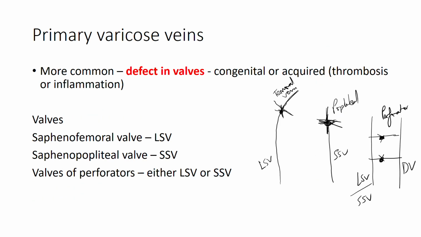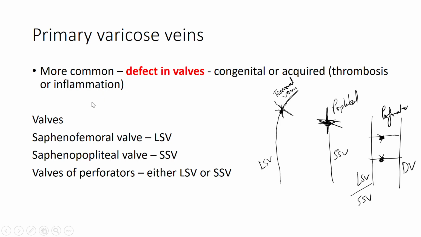Now primary is mostly related to a defect of the walls. Okay, so if there's a problem of the walls, it can lead to the varicose vein, or the primary varicose vein. Now, this damage or defect can be from congenital causes or acquired causes, and it is usually thrombosis or inflammation. Okay, so this damages the walls.